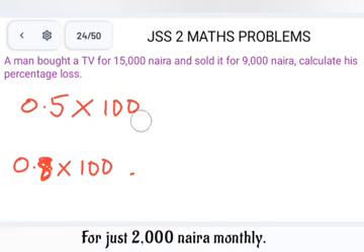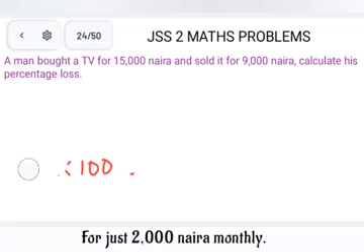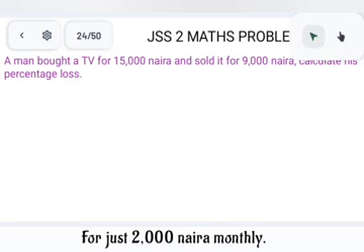Now they said the man bought his TV for 15,000 naira, and now he sold it for 9,000 naira. So we are now asked to calculate his percentage loss. So what does that tell us? It means that in our final answer there should be a percentage sign, right? That's what it tells us now, because right now you can see all these values that are here. There is no percentage sign.